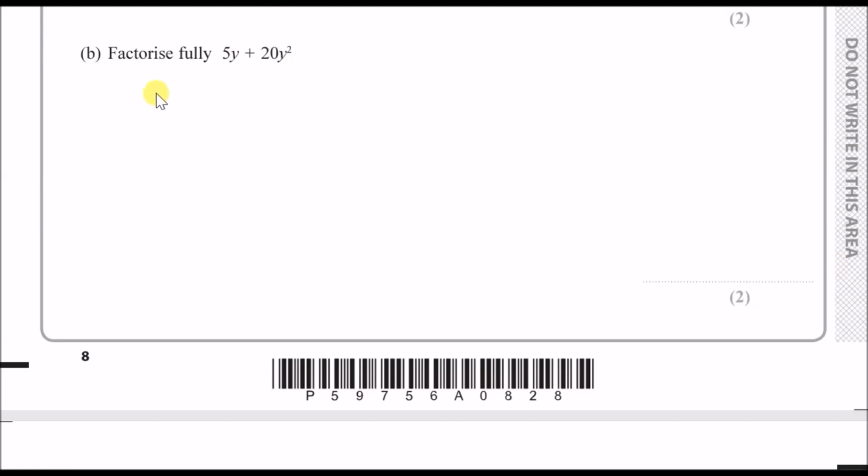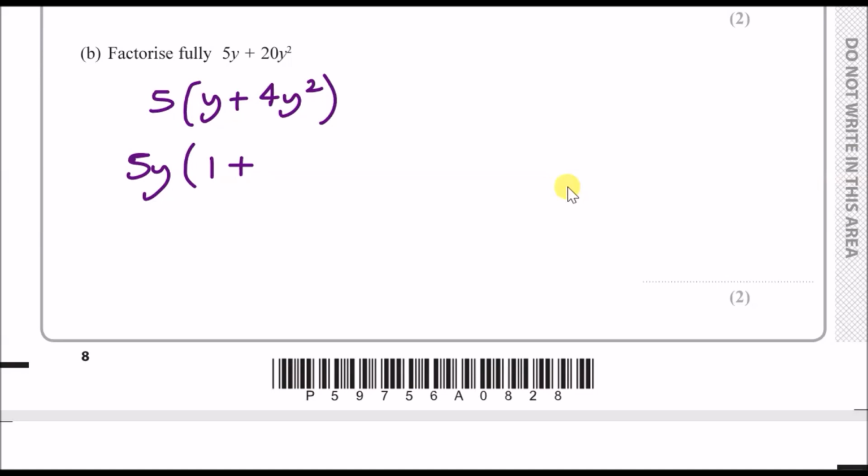So the way we do it, we pull out the 5, divide both terms by 5, and we're left with a y and a plus 4y squared. Now we ask ourselves again, are there any other common factors? Well, we can look at the y terms now. They both have a y involved, so we can divide y from both. So pulling out the y, we've got 5y outside. Dividing each term by y, we're left with a 1 and a plus 4y. And that's it, guys. This is done.